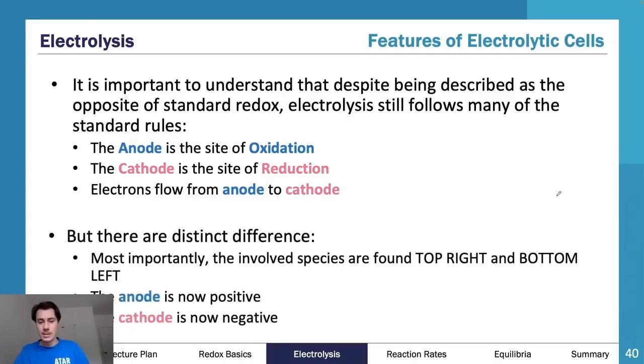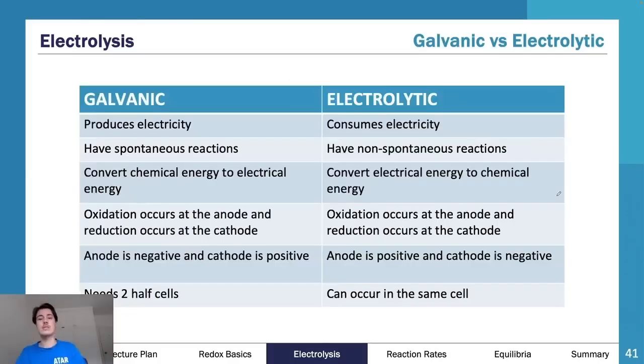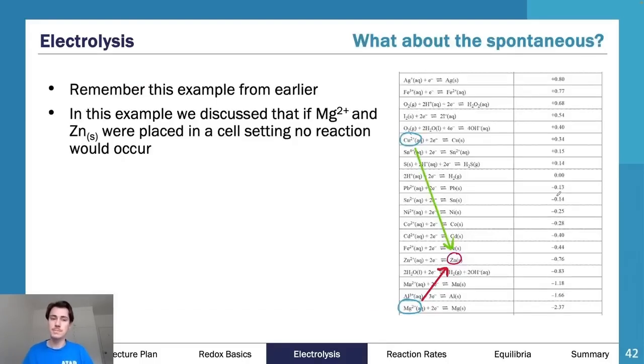But there are some distinct differences, and that's super important to understand as well. The most important is that the involved species are found top right and bottom left, or next to each other. The anode is now positive, the cathode is now negative. So here's a really good table. You're welcome to come back to this and look at it whenever you would like. It's available here on the slides. You can take a screenshot of it if you would like. It's got galvanic and your electrolytic processes and what the differences are between the two. I'm not going to go through it, but you're welcome to utilize it.